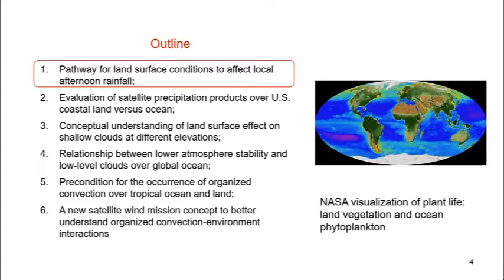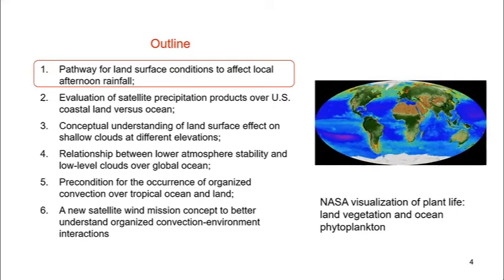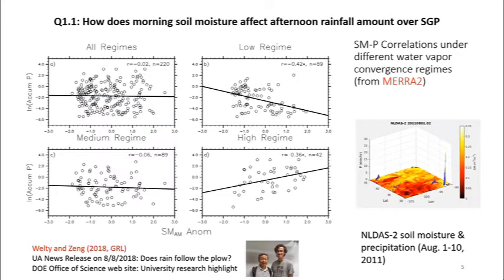The first topic is land surface effect on local afternoon rainfall. This is a very, very old and contradictory research topic, ever since there were agricultural activities. In fact, the title of the news article of our publication was, "Does rain follow the plow?" Because there were all those discussions about land surface agriculture effects on precipitation. And why it's contradictory is actually pretty simple, because from the atmosphere to land, the effect is direct.